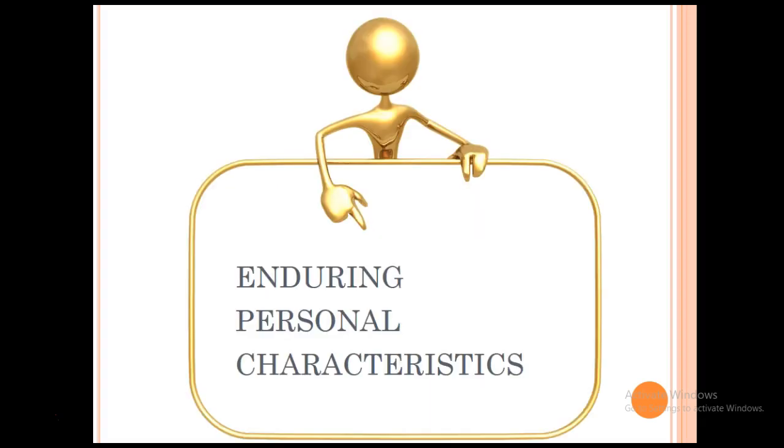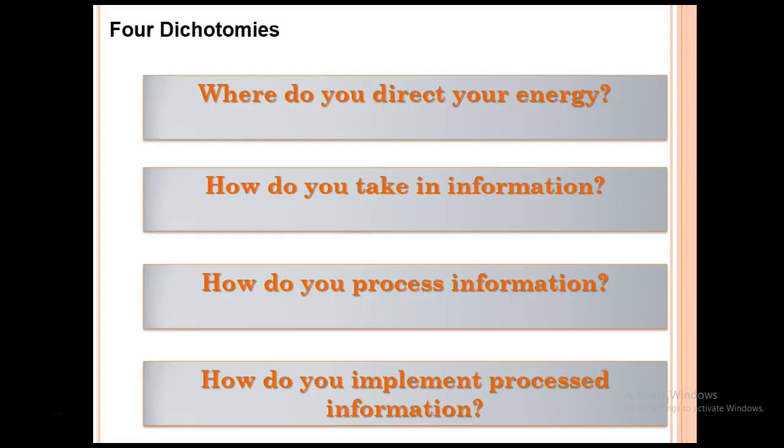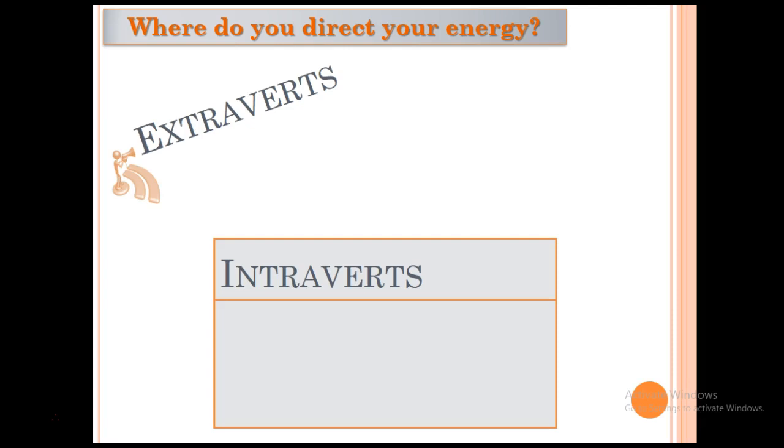So again, personality is these enduring personal characteristics that are theorized to be inborn. According to this theory, our personality is structured along these four dichotomies that answer these four questions. Where do you direct your energy? How do you take in information? How do you process information? And how do you implement processed information? I'm going to go over each of these four dichotomies. So the first is, where do you direct your energy?